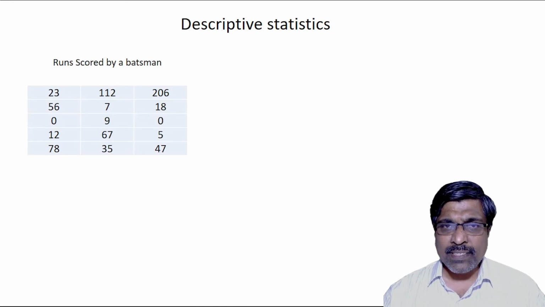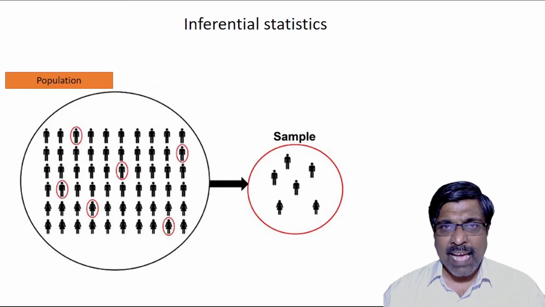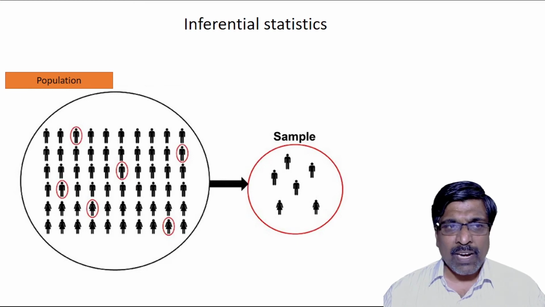Now let's go and see what the actual meaning of inferential statistics is. You can see that I am showing you two things here. One is called the population and the second one is called the sample. Let me give you a simple case study. I want to find out the average weight and average height of all the citizens in India.